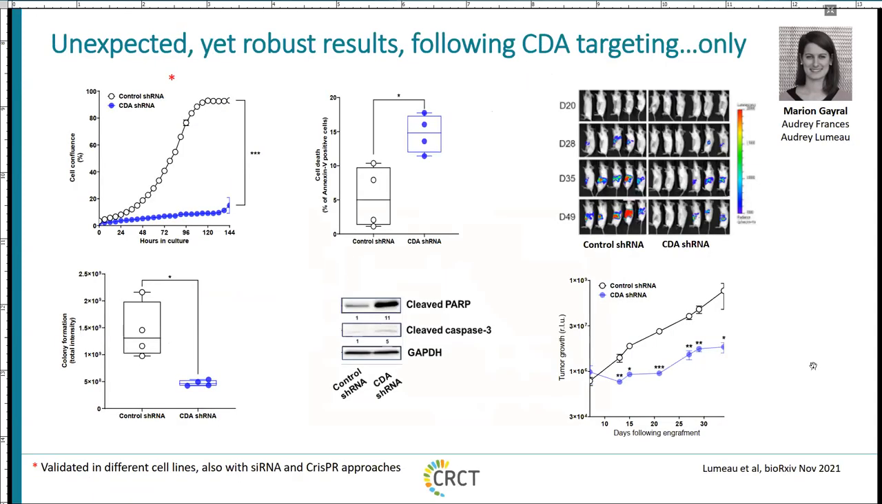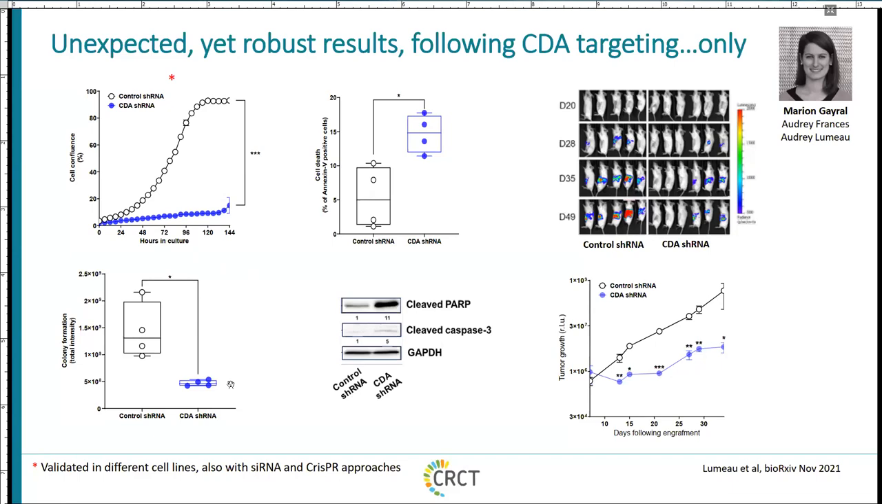All right, so Marion Guéral, who performed her PhD a few years ago, kept telling me that she had something weird, that she had a very nice effect on the proliferation of the cells when she was targeting CDA, but no need of gemcitabine. So it was quite interesting, and she repeated the data. And on the top left, you see that if you inhibit CDA, the cancer cell proliferation is going down. Bottom left is a colony formation assay, so the cells are not able to grow anymore.